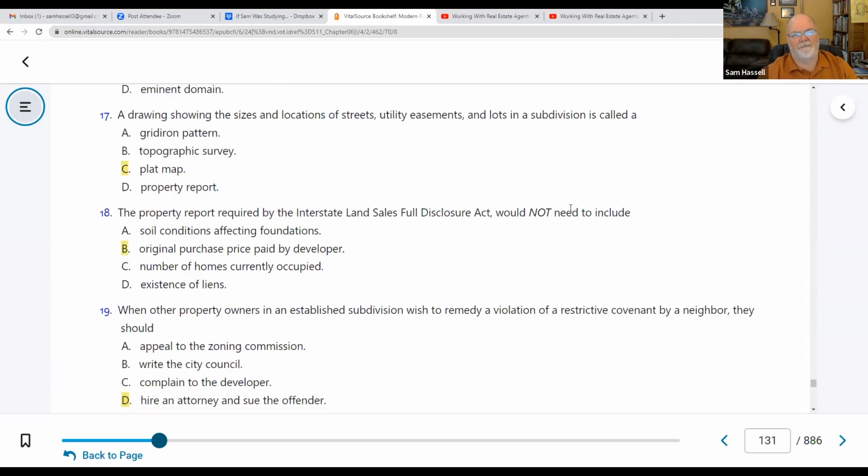Number 17, a drawing showing the sizes and location of the streets, utility easements, and lots in a subdivision is called a plat map. This is what we're going to submit, right? The preliminary plat when we draw it up so that we can get final approval.